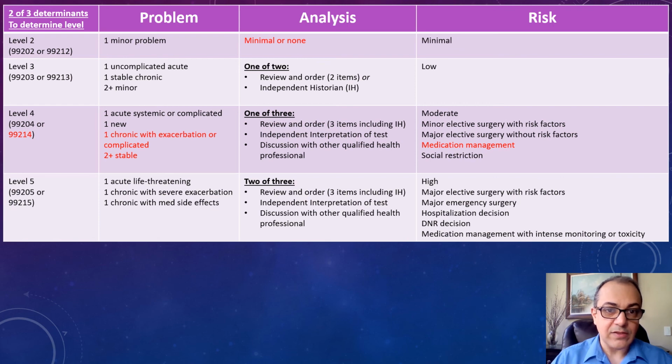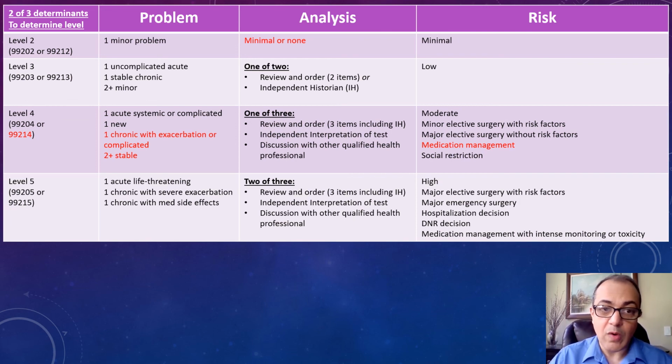Now, this is important because there are some misinterpretations, if you will, out there of the guidelines that think that you have to meet all 3 columns in order to get the level for the visit, and this is not true. You see here in the upper left-hand corner of the screen where it says 2 of 3 determinants to determine level, meaning that you can have no analysis whatsoever, but because you have level 4 on problem, and level 4 on risk, you get a level 4 visit.